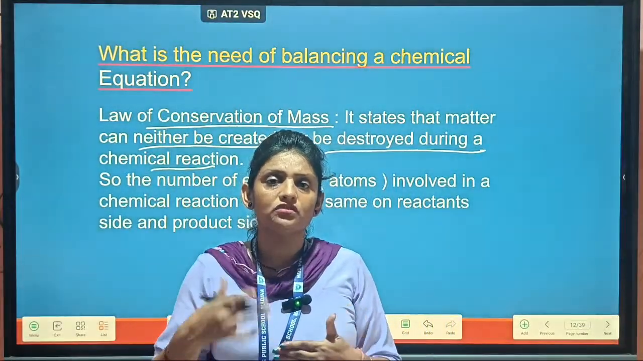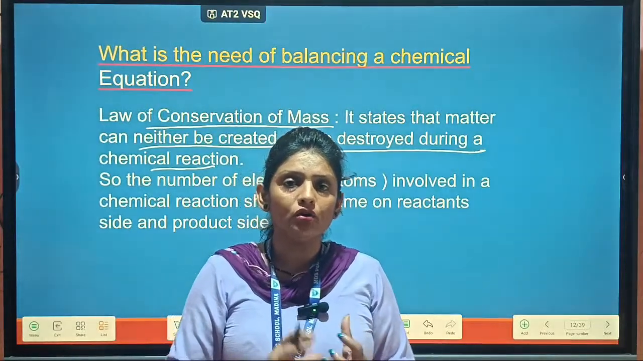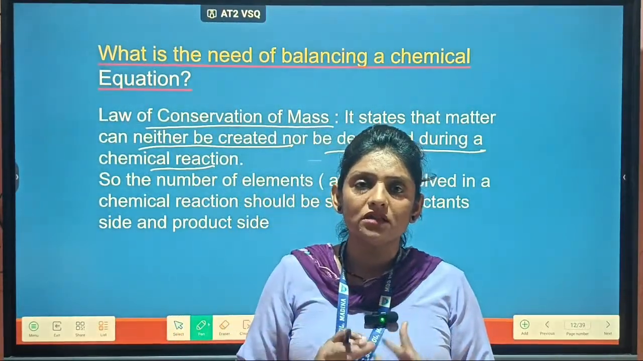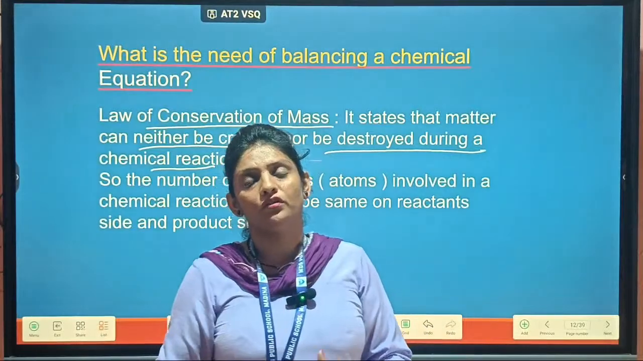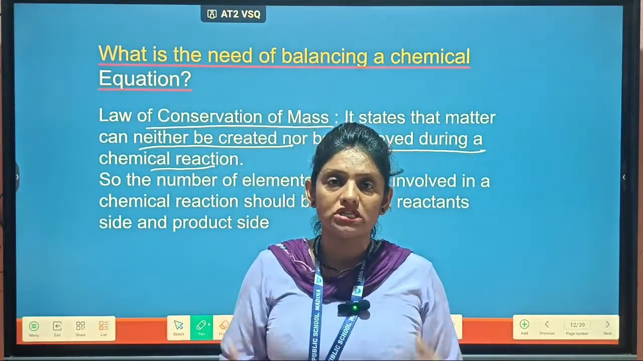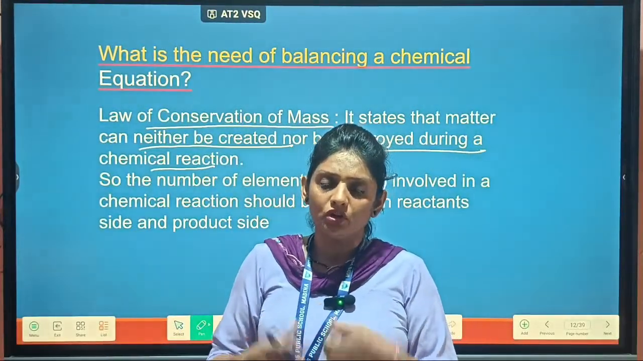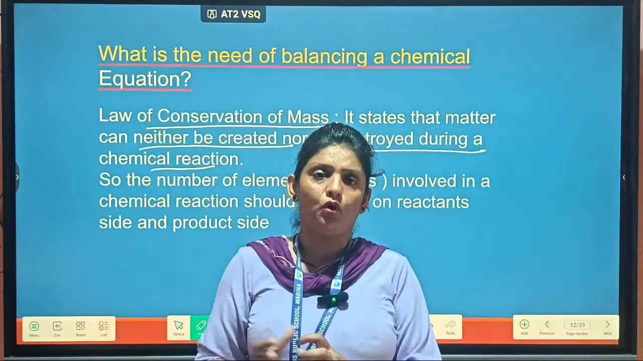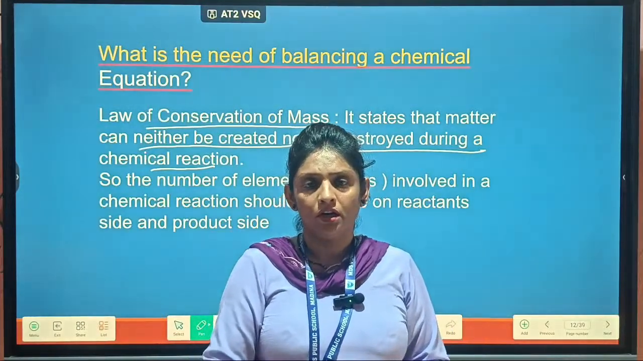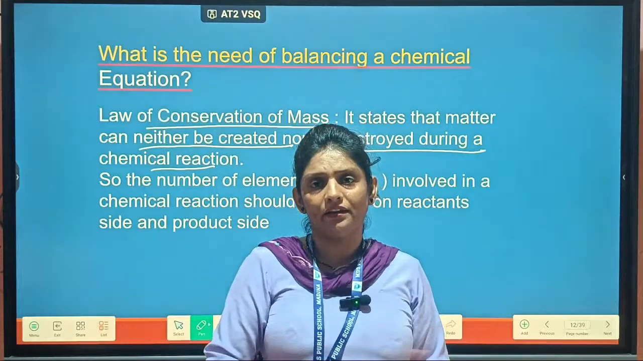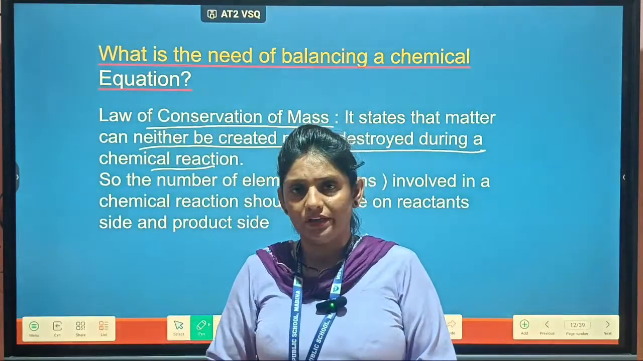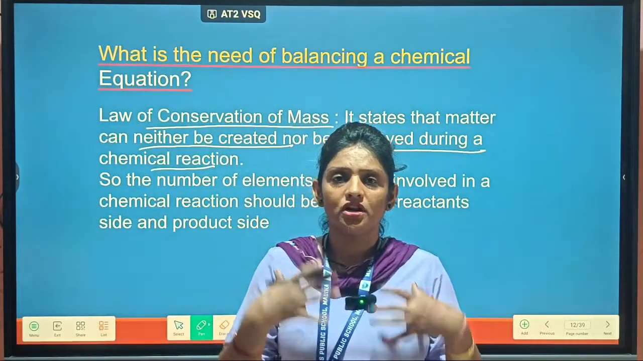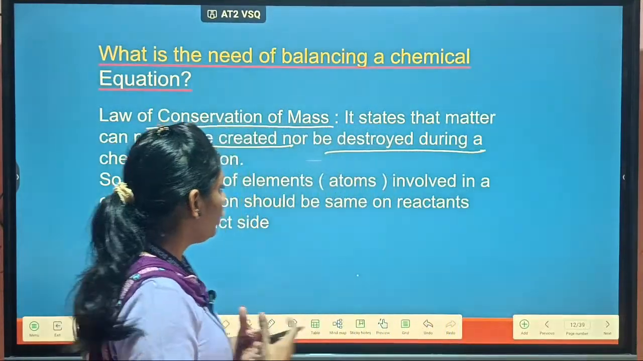Students, in other words, according to the law of conservation of mass, the total mass of the universe is conserved. It is constant, because it is only transforming from one form to another form. We are not going to create it, and we are not going to destroy it. Total mass is constant.